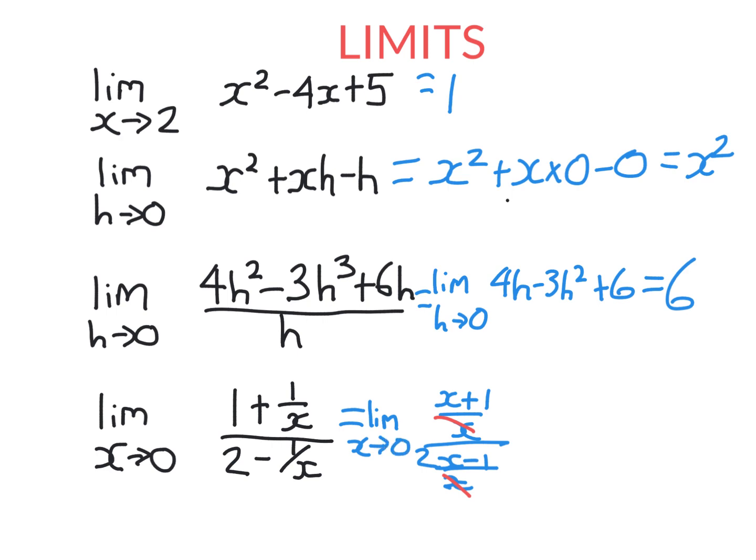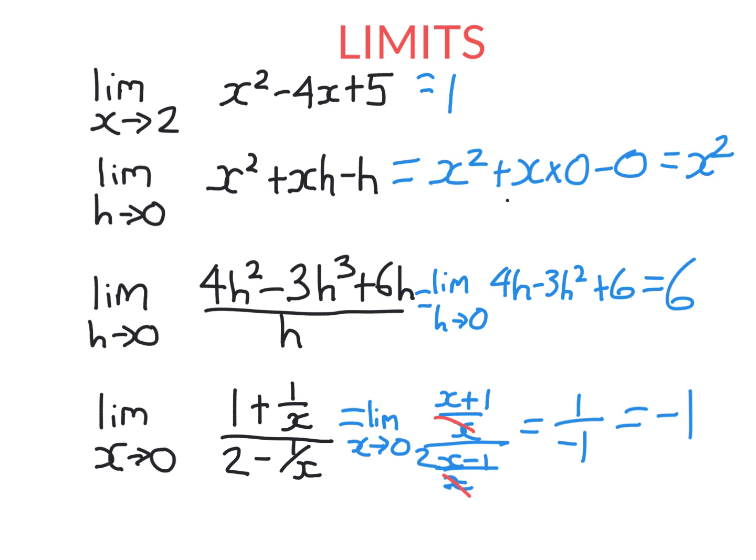Now I can substitute x equals 0 here because I won't get a divide by 0 error. On the top, I'll just get 0 plus 1. On the bottom, I'll get 2 times 0 minus 1, which is negative 1. So the final answer there is just negative 1.